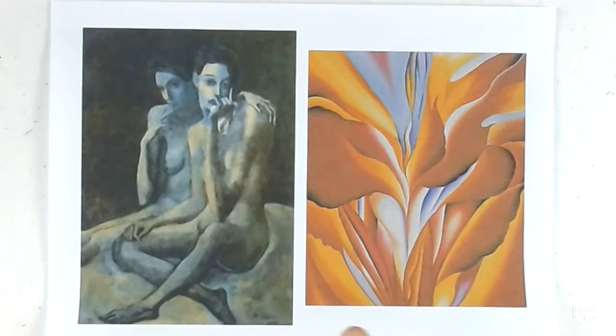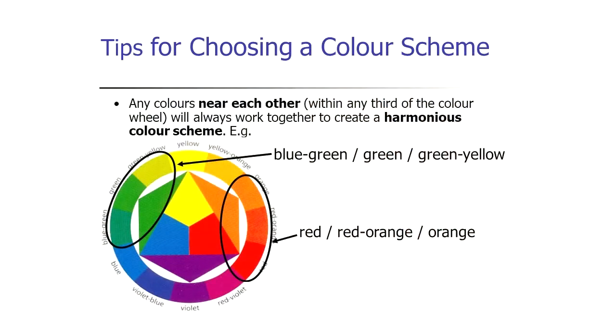And what we're using here is what's called a limited palette of colours. With a limited palette, like in the examples I just showed you, where the colours are quite close to each other, for example in the blues and greens, or the reds and yellows and oranges, what we tend to get is something quite harmonious, with a balanced feel to the picture.